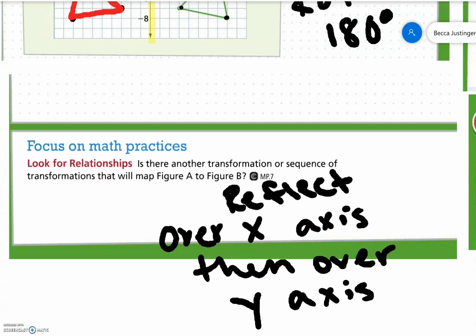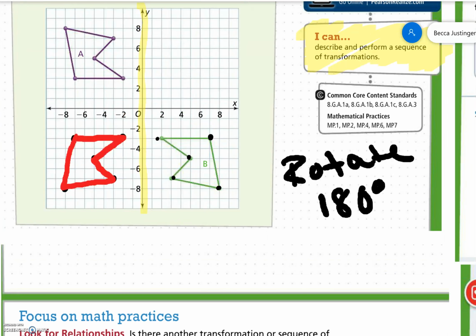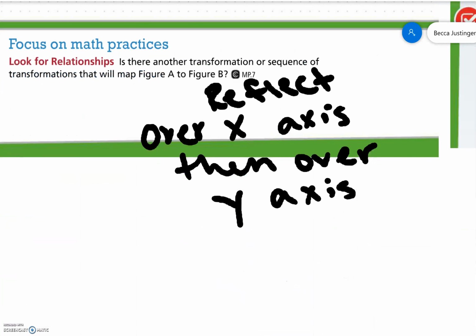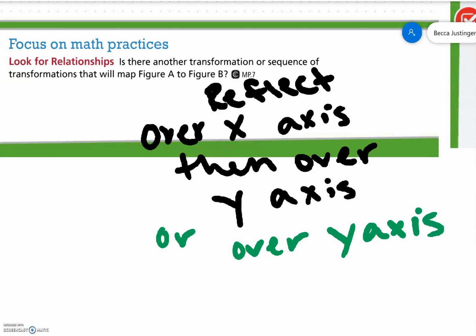We could even do it the other way around. If we were to reflect over the y-axis first, it would look like this. There we go. And then reflecting it over the x-axis after that would get it mapped right on top of B. So you can reflect over the x-axis, then over the y-axis, or over the y-axis first, then the x-axis.